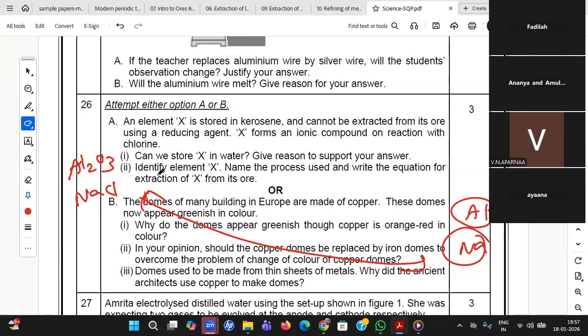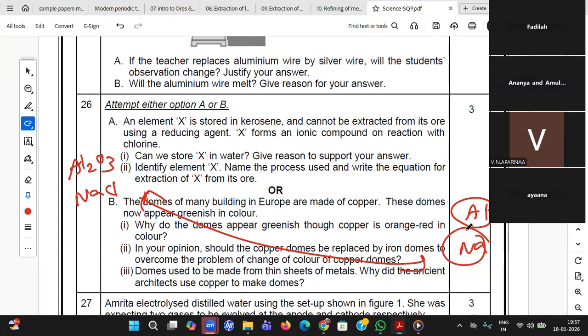The procedure is the same, but the electrolyte you take is different. In electrolytic extraction, you are extracting aluminum from aluminum oxide. But in electrolytic refining, you are cleaning impure aluminum to pure aluminum. That is the main difference.